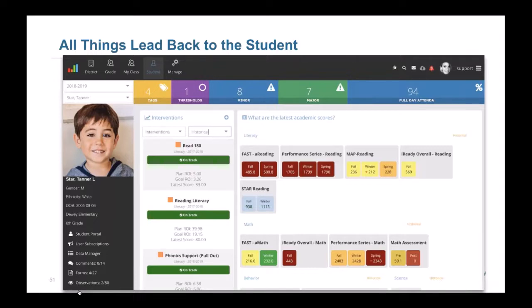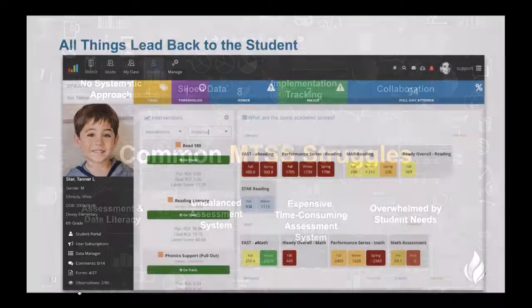And so we can see historically what interventions they've been part of, how they've been performing academically, and what additional data points we have on students to help us know whether there are some needs that we haven't met yet, or whether we've made the progress that we're hoping for so that the student can become successful.